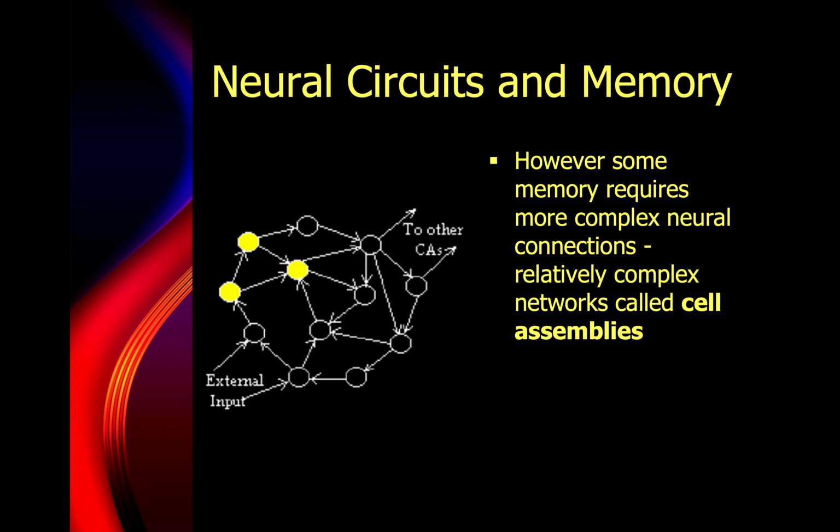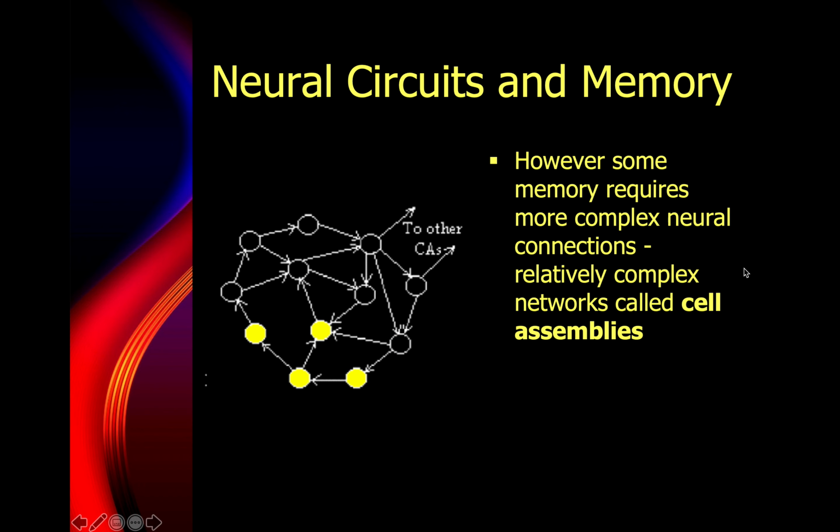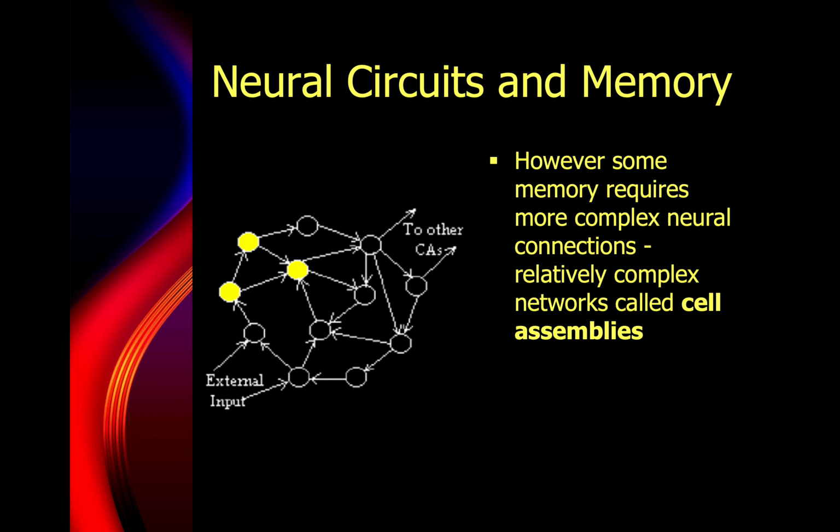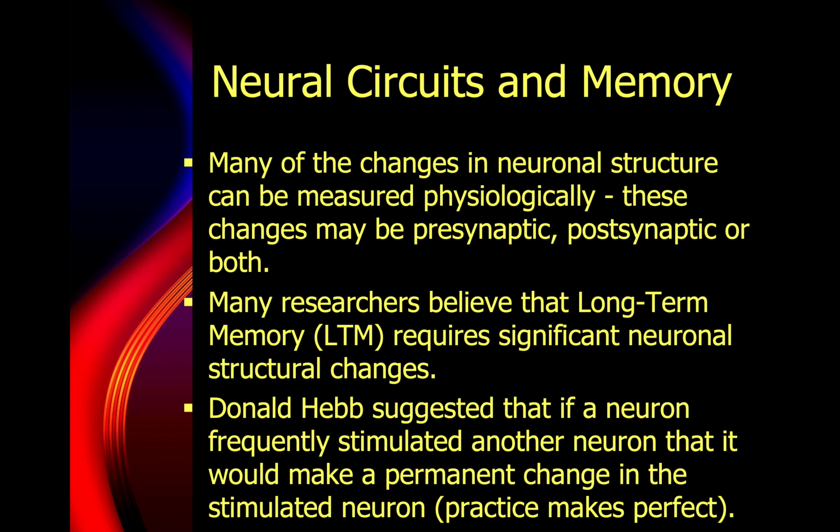You're doing calculus, and you need all of these connectors in order to understand what you're talking about. These are cell assemblies. So it's not just one neuron, it's a series of neurons, and that is known as a cell assembly. Many of the changes in neuronal structure can be measured physiologically. These changes may be presynaptic, postsynaptic, or both. Many researchers believe that long-term memory requires significant neuronal structural changes.